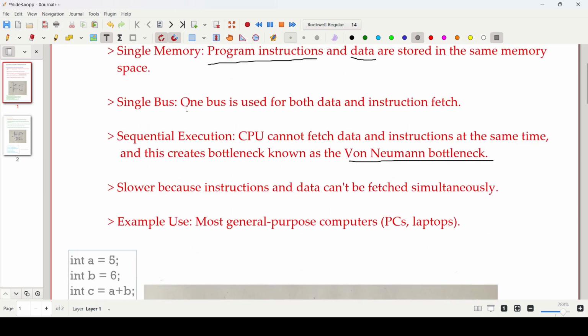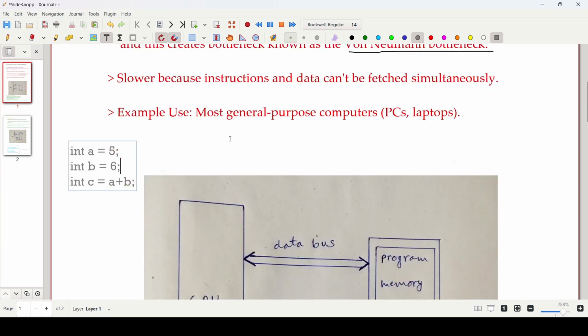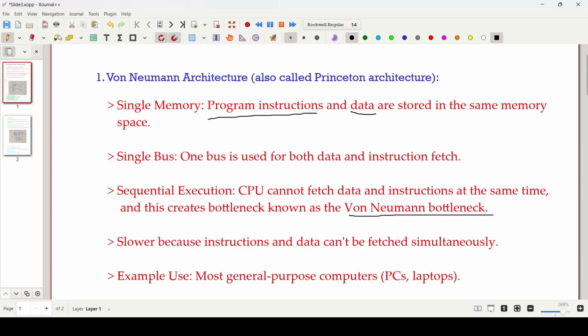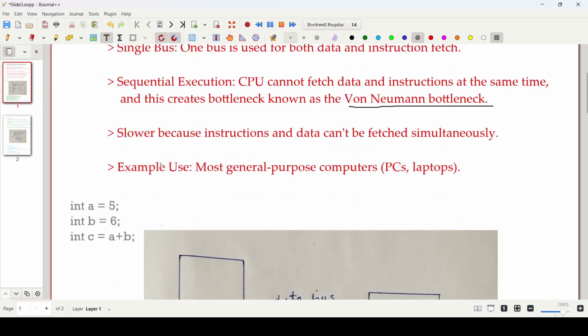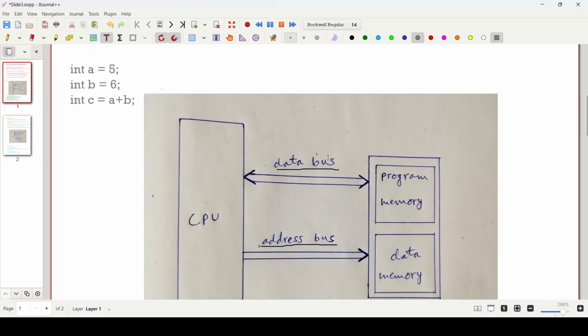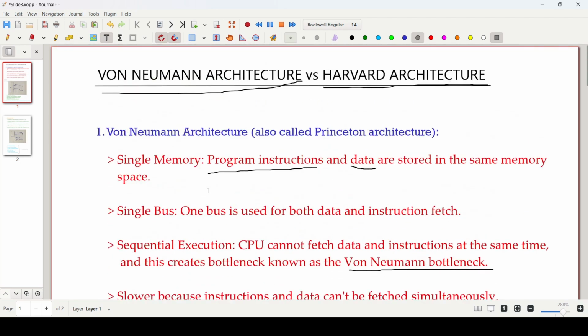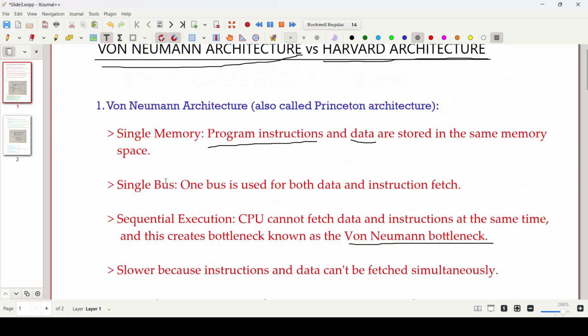Now you might be confused at first sight that a single bus is used, but actually there are two buses here, as you can see. The first one is a data bus and the other one is an address bus. But why am I listing a single bus here? Because both types of buses, the data bus as well as the address bus, are used for fetching the program and the data, right? I will discuss this figure later after discussing all these 5 points.